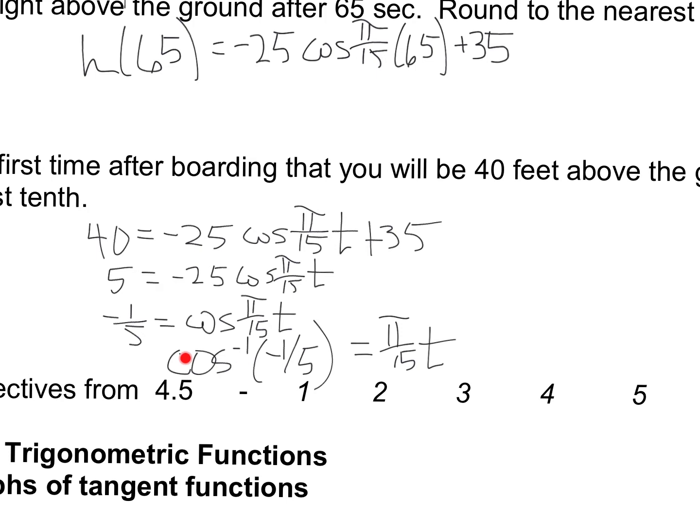This right here is going to give you a value that is 1.77, which is the correct angle. I'll talk more about in class why that is. It's not of the utmost concern. And then you solve by multiplying by 15 over pi. And when you do that, 15 over pi times 1.77 with your calculator gives you approximately 8.5 seconds.